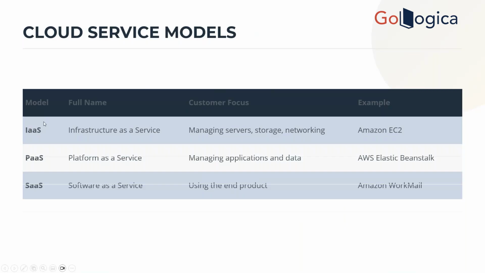Then when we move into the next one, that is PaaS or platform as a service, here the customer focus is managing the application and data, right? Not the underlying resource. When I say the underlying resource, that means you don't have to manage the operating system or the middleware or anything. What you need to focus on is the application that you are deploying and the data. So here, for example, you have your Elastic Beanstalk.